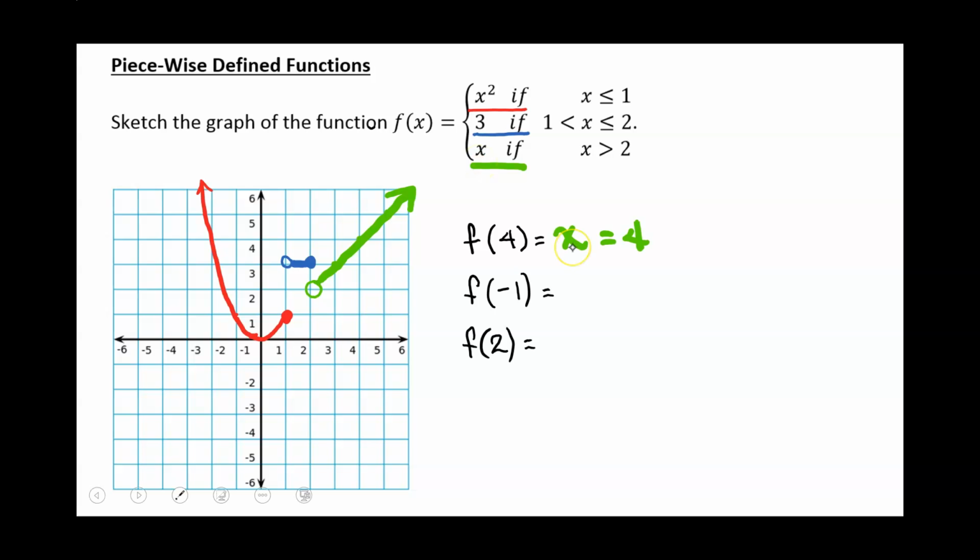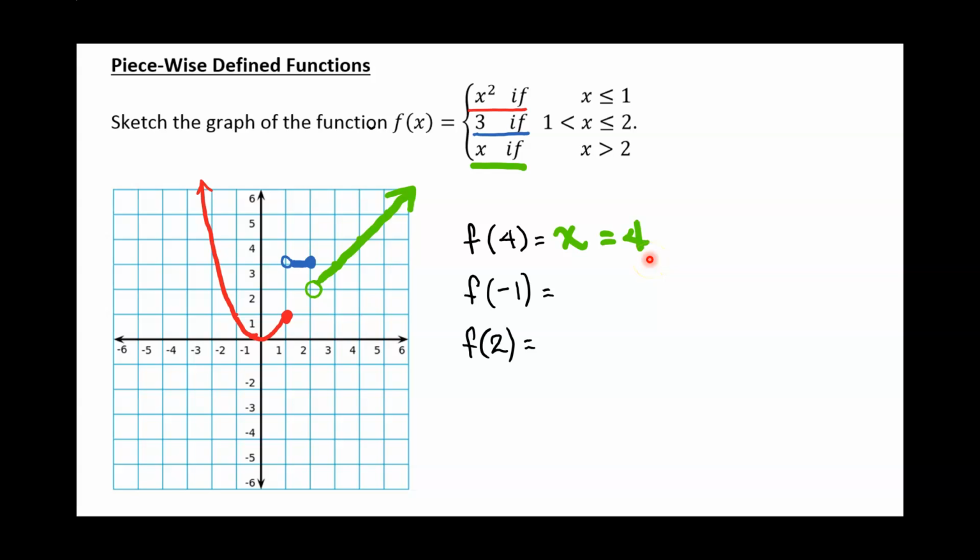If f of x is equal to x, then what does f of 4 tell me to do? Well, f of 4 tells me to put 4 in the place of x. So I'm going to put 4 in the place of x, and I'm going to get 4. Now, if you come over here and you look at this graph, when x is equal to 4, y is equal to 4. So graphically, we're getting the same answer as we did algebraically.